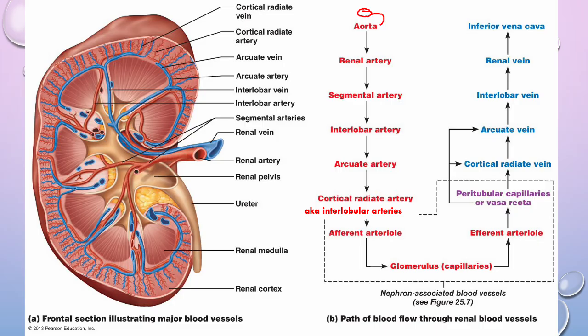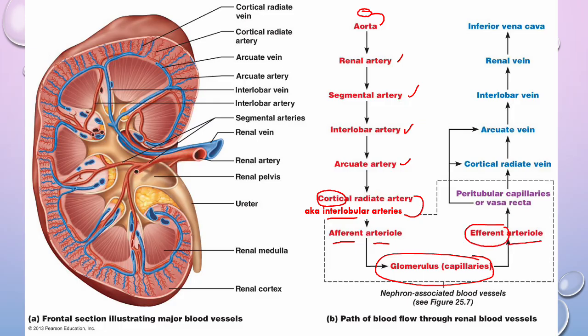From the aorta, we're going to go to the renal artery, segmental artery, meaning each segment, interlobar artery, because it's in between the lobes, arcuate artery, and then we're going to get to the cortex, also the area where the cortical radiate arteries are. We already talked about the interlobular arteries because they are the same, right? And then we are going to branch out once more and turn into the afferent arterioles and get into the glomerulus, right? And those glomerulus or capillaries are going to go out as the efferent arteriole, okay?